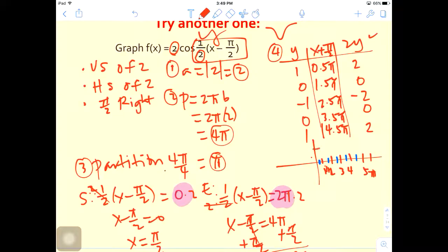So here's 1, 2. And let's go ahead and graph this. And so at half a pi, it is at 2. At 1.5 pi, it is 0. At 2.5, it's -2. At 3.5, it's back to 0. And 4.5 is at 2. And there is our final graph. And the graph, notice, is vertically stretched by a factor of 2, horizontally stretched by a factor of 2. And it got shifted pi/2 units to the right, and that's pi/2 right there.